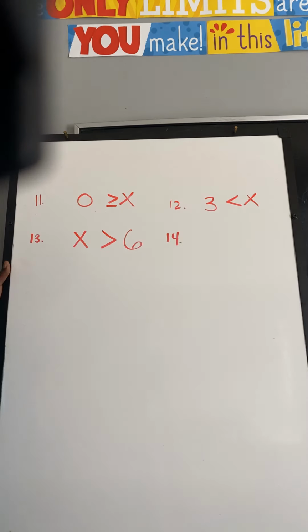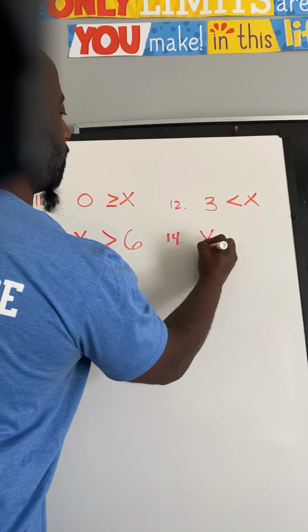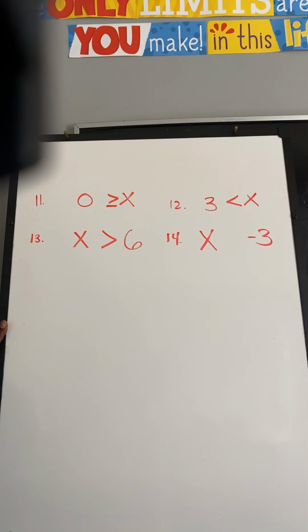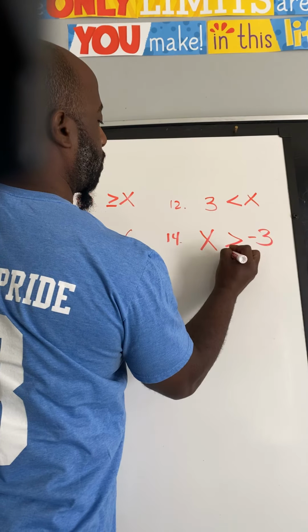14. Go to the number, which is -3. So I'm going to put the variable, and I'm going to put -3. Open or closed circle? It's going to be a closed circle, and it is shading to the, what number is this? 14. Shading to the right. So it is greater than, closed circle, equal to.